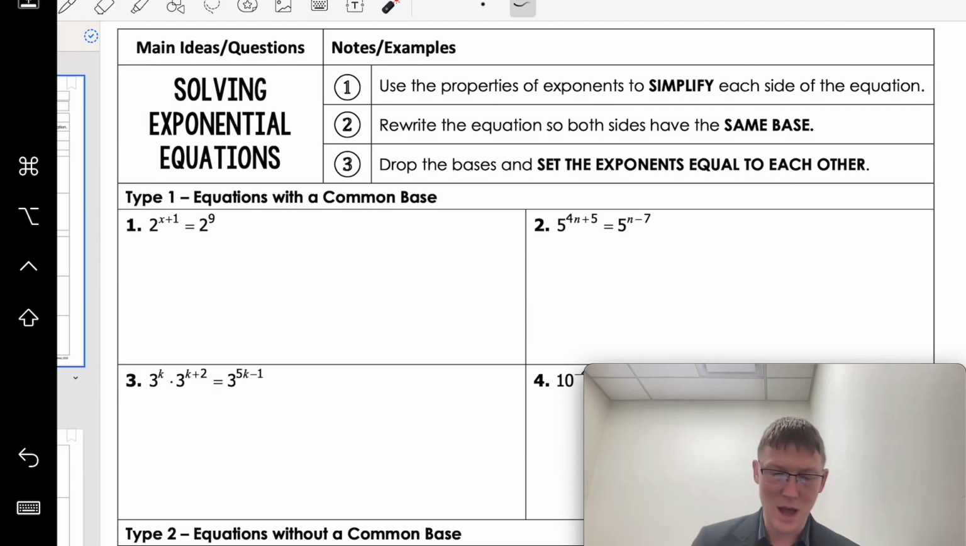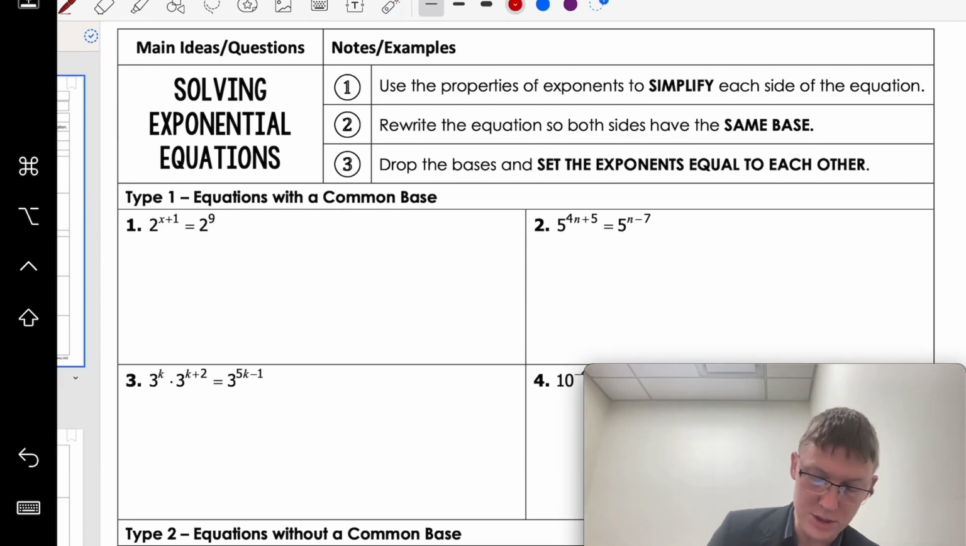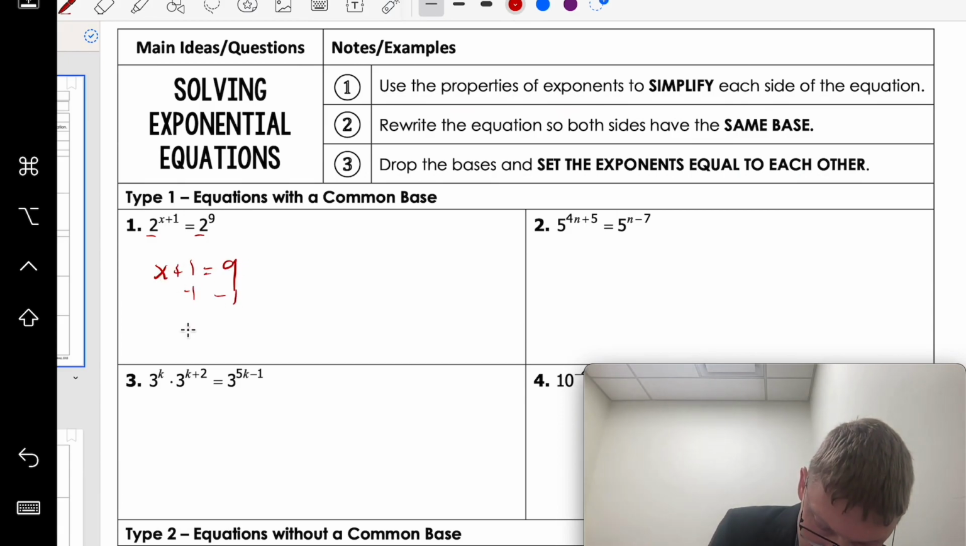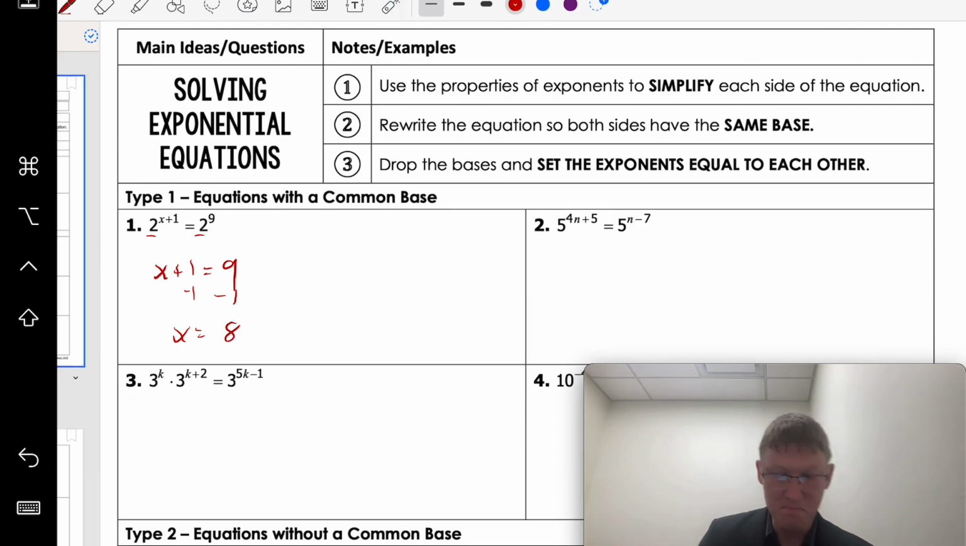So in my mind, that kind of makes sense. If we have 2 raised to the power of x plus 1 equals 2 to the 9, it makes sense that we could just go x plus 1 equals 9, right? It makes sense in my brain, but those are the methods that we're going to use. So if we were to do number 1, we see that we have 2 of the same bases. So we're just going to set x plus 1 equal to 9. We're going to subtract 1 from both sides, and then x equals 8. And that's it. Our answer is x equals 8.